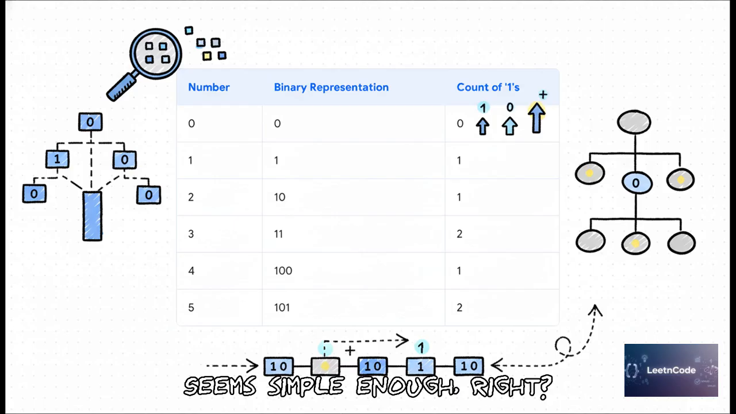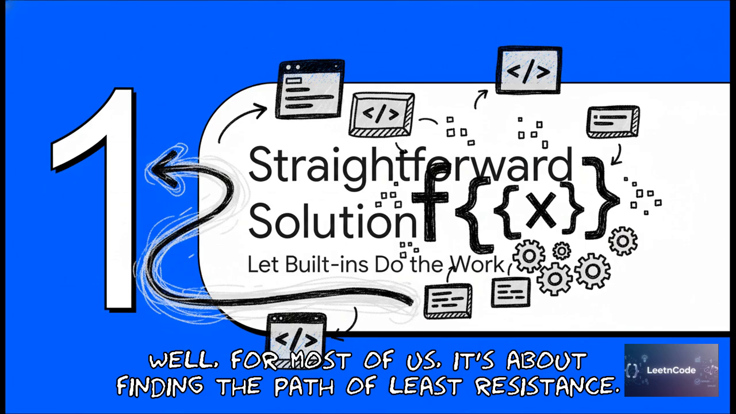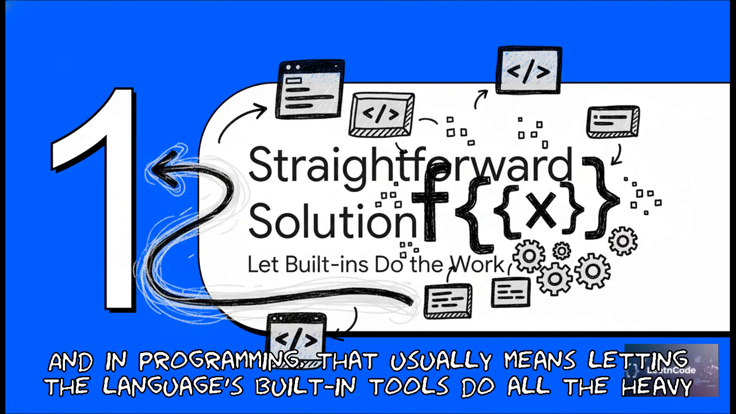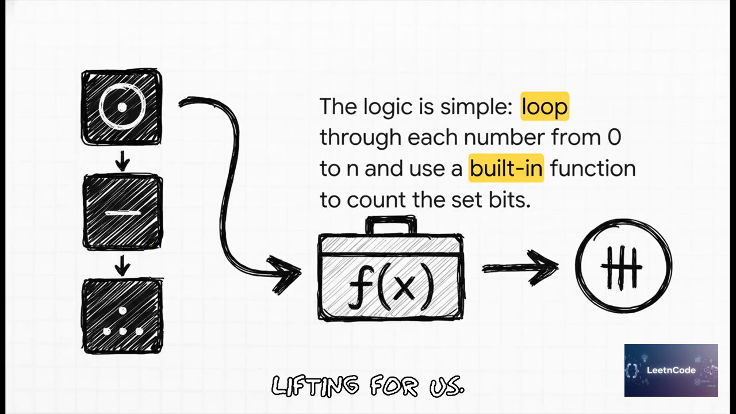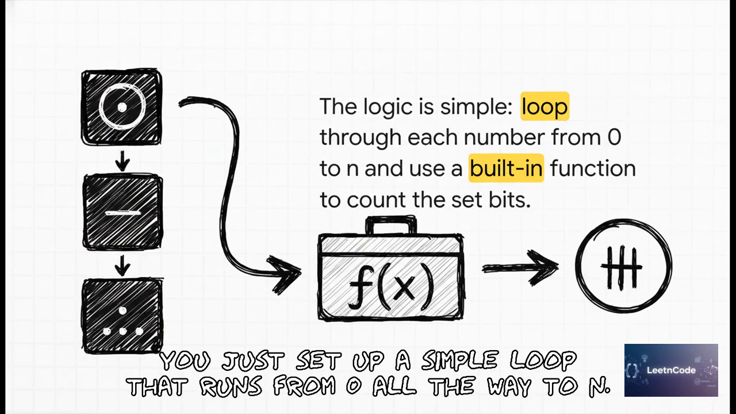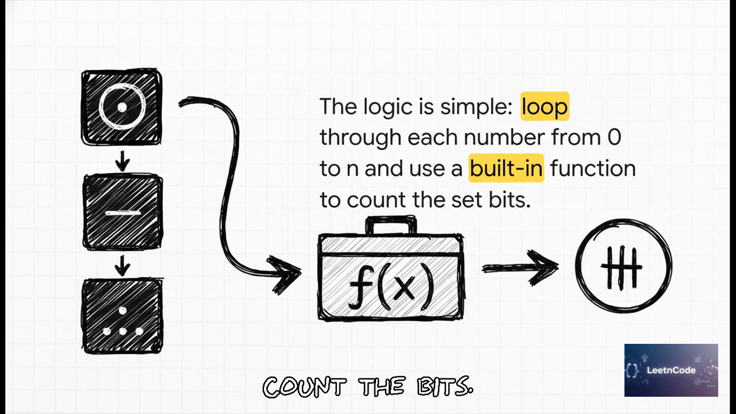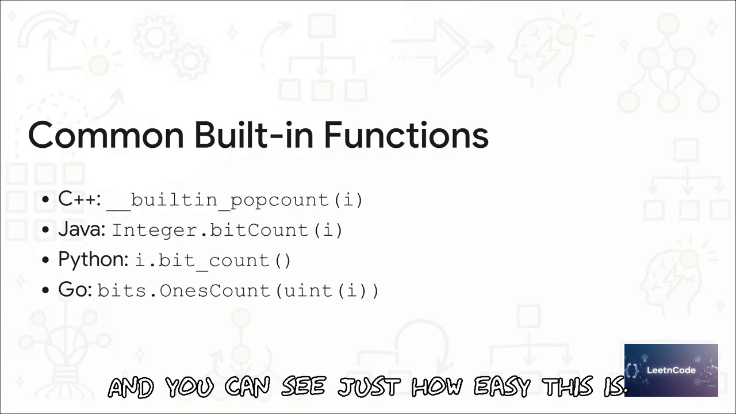Seems simple enough, right? So what's the first thing that probably pops into your head? Well, for most of us, it's about finding the path of least resistance. And in programming, that usually means letting the language's built-in tools do all the heavy lifting for us. You just set up a simple loop that runs from 0 all the way to n, and for each number in that loop, you call a handy function that's already built to do exactly what we need, count the bits.